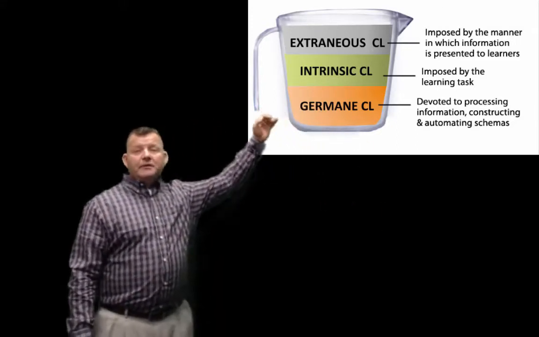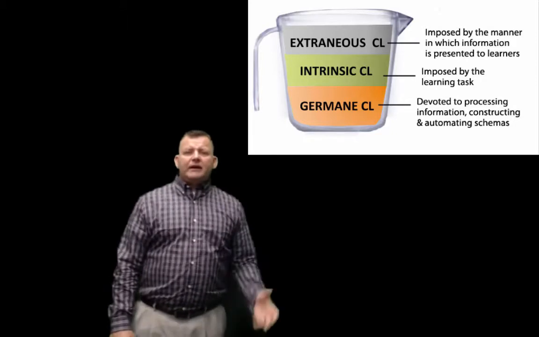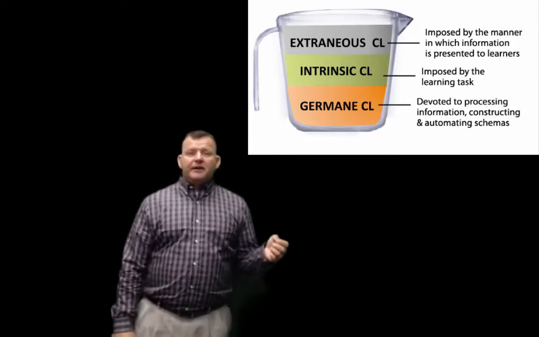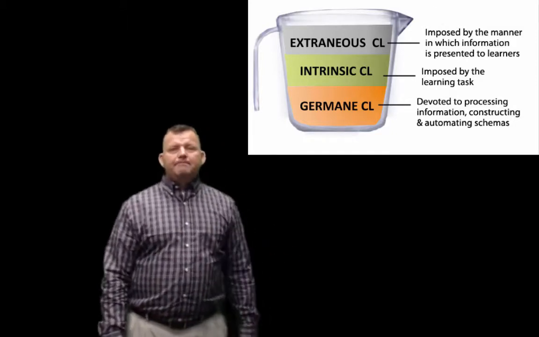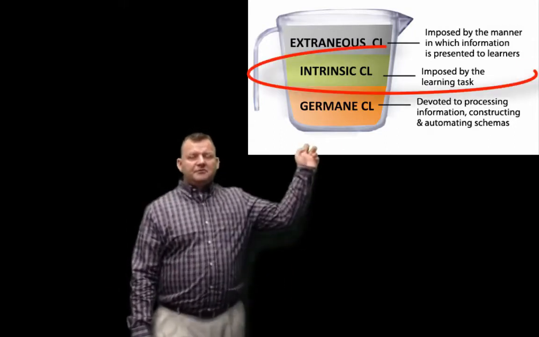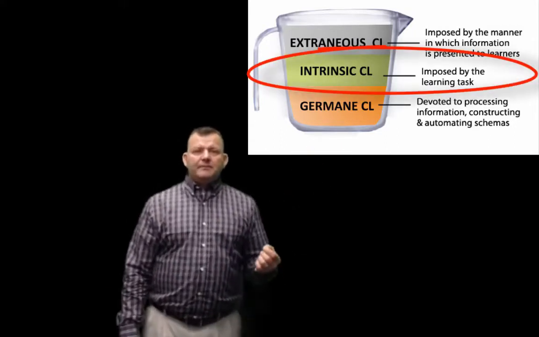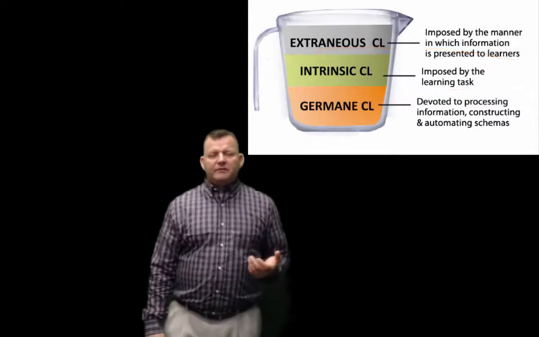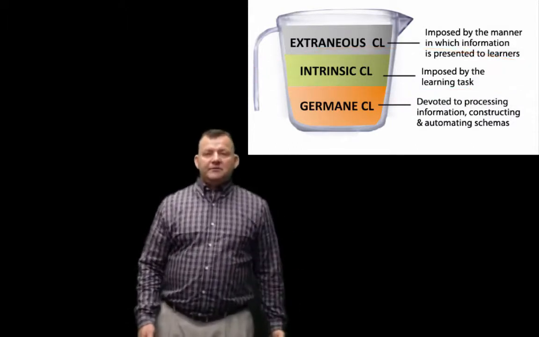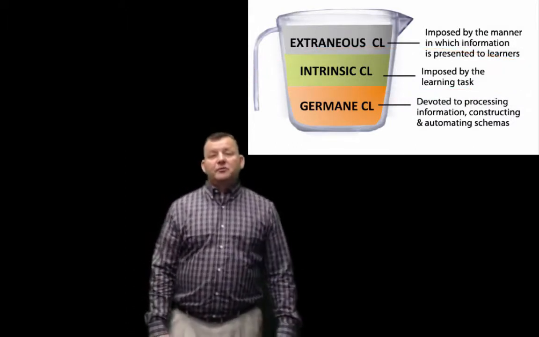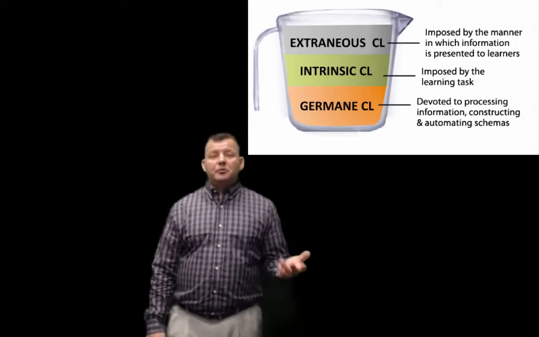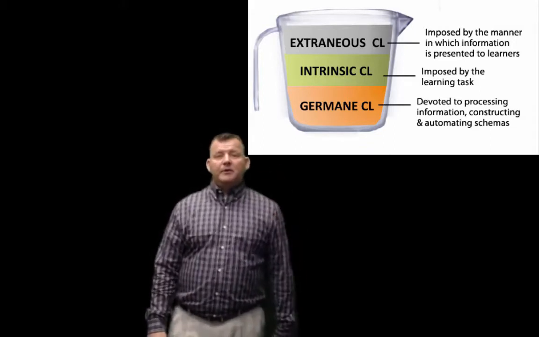We've got this visual here that indicates the 3 different types of cognitive load. There's extraneous, there's intrinsic, and there's germane. And the first one we're going to talk about is intrinsic. Intrinsic is about what the learning task is imposing on your working memory. How much load is it putting on your working memory?